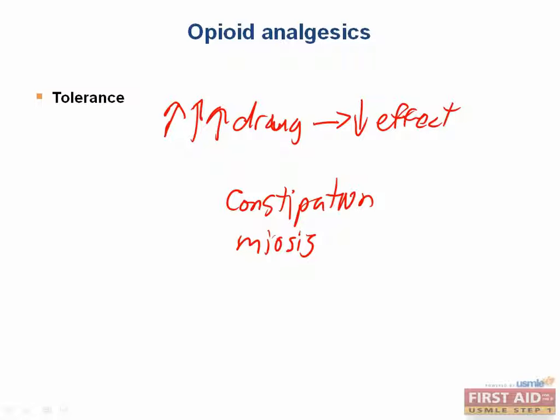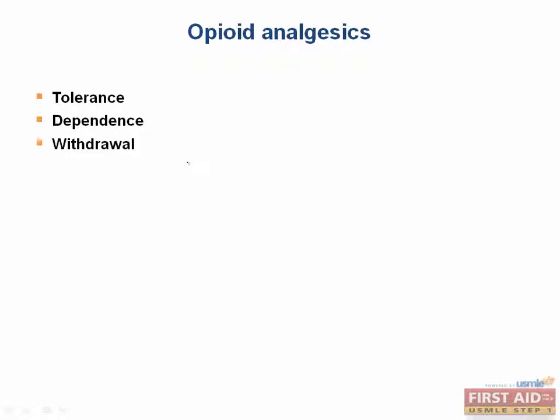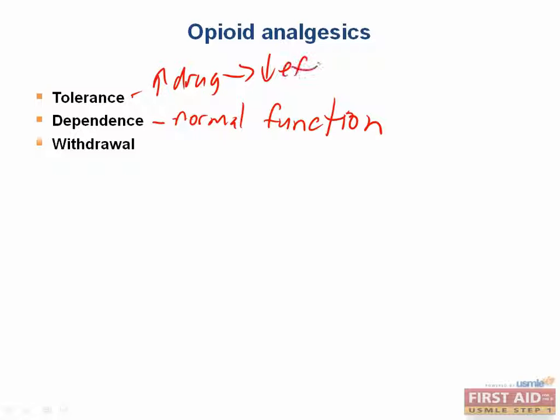Now, in the hospital, anytime you prescribe opioids, you should also prescribe a bowel regimen to avoid constipation and all the sequelae of that. So now let's move on to dependence and withdrawal. Dependence is a state in which the body has adapted to the presence of the drug and requires it for normal function. So with dependence, now you need it just to feel normal. So tolerance, greater drug leads to less effect. Dependence, you need it now for normal function.